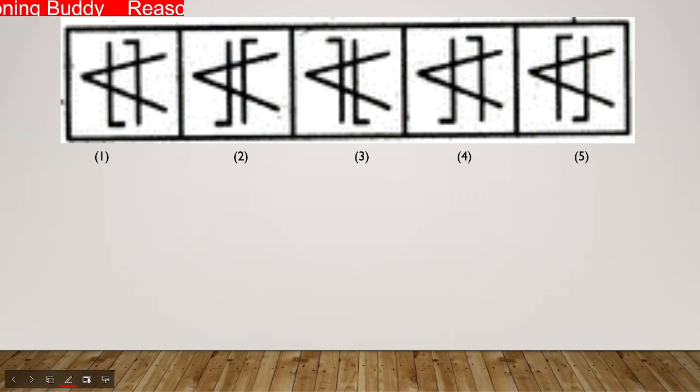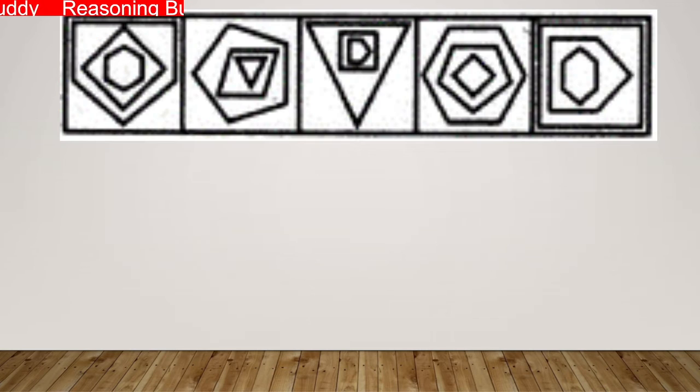So see here, in figure 1, one line segment is facing towards the right and one left. These two are facing opposite directions. Similarly in figure 2 also these two are facing opposite directions, and in figure 3 also. But in figure 4 you can see both are facing the same direction. So figure 4 is the answer. Next.